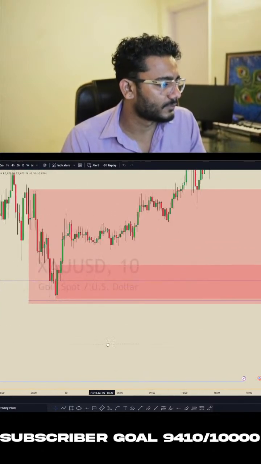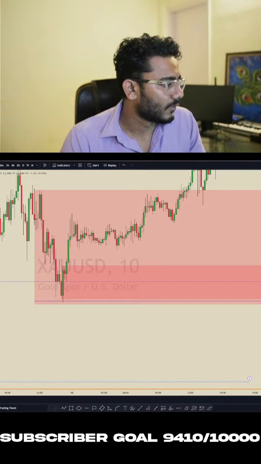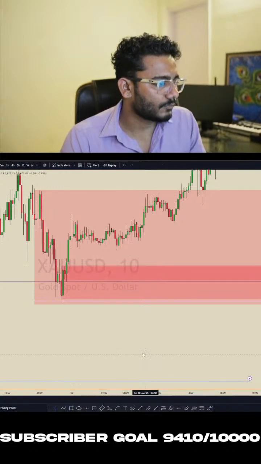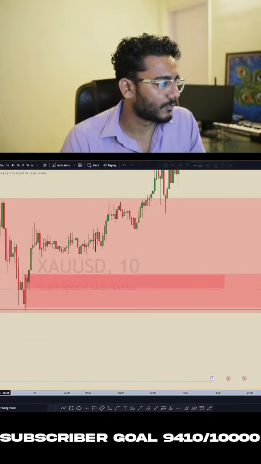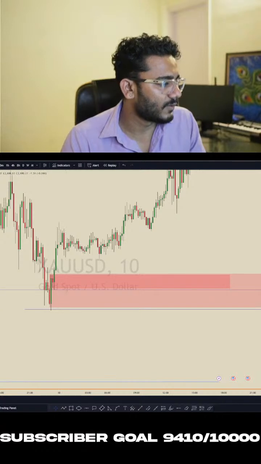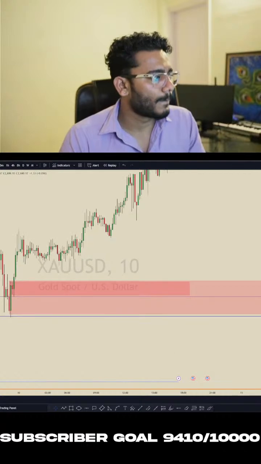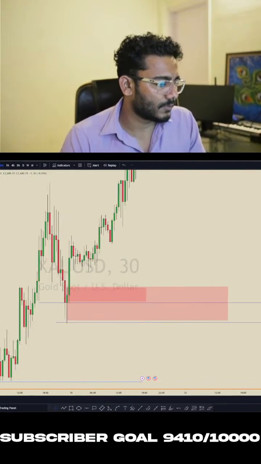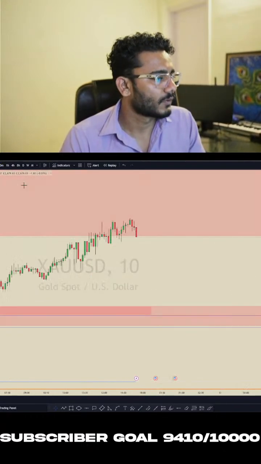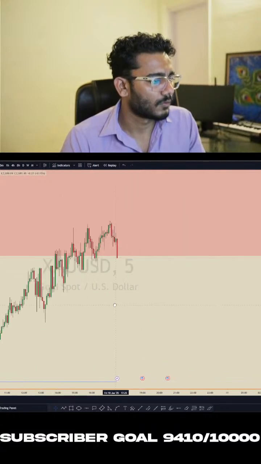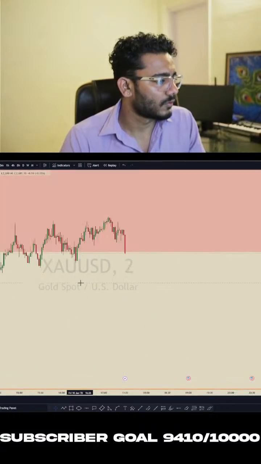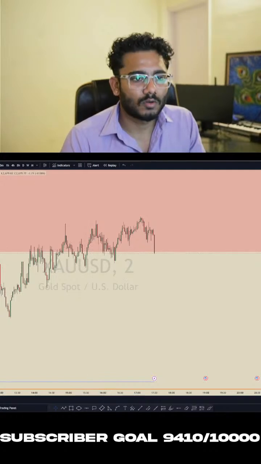If we refine this on 10 minutes, it's this order block. And we have this imbalance here. So it's almost a New York open, I guess.